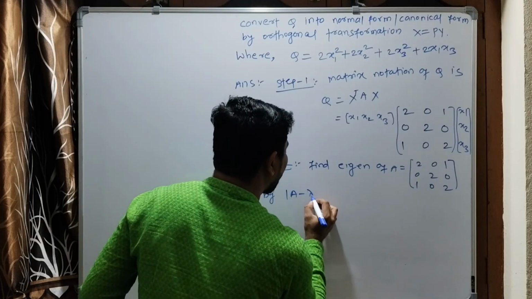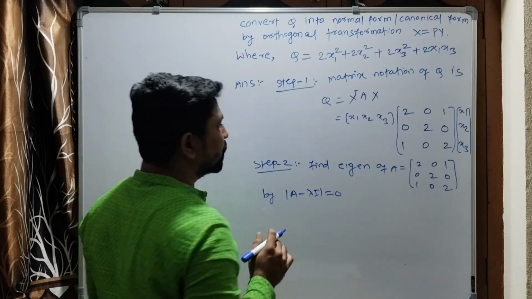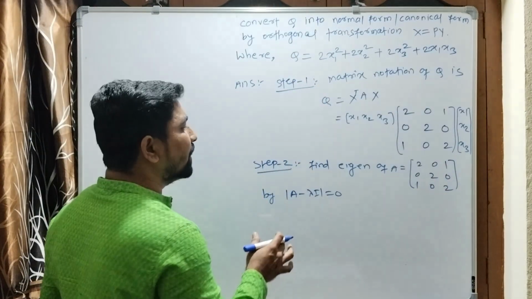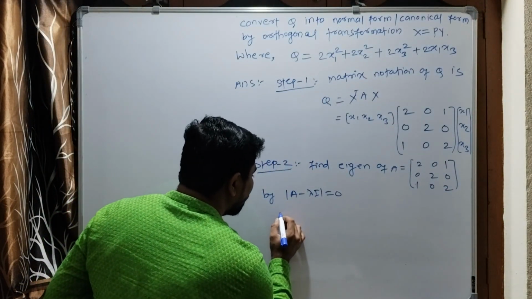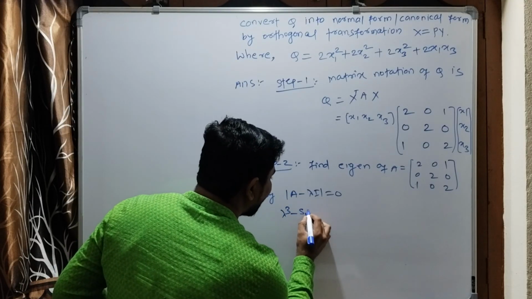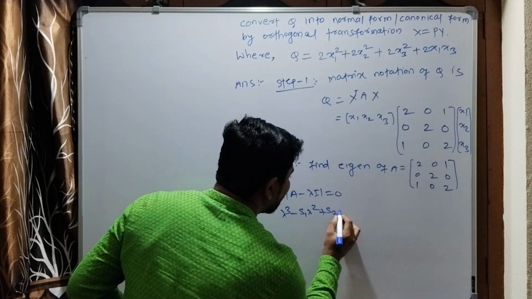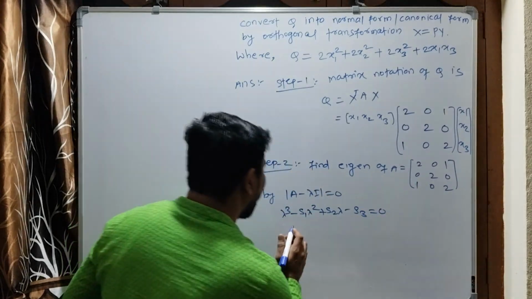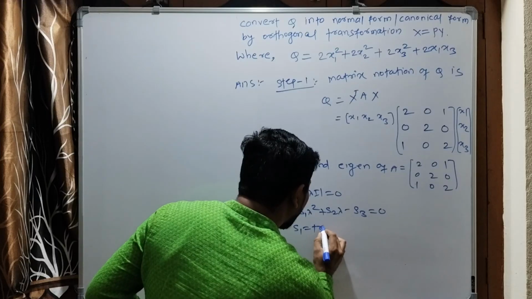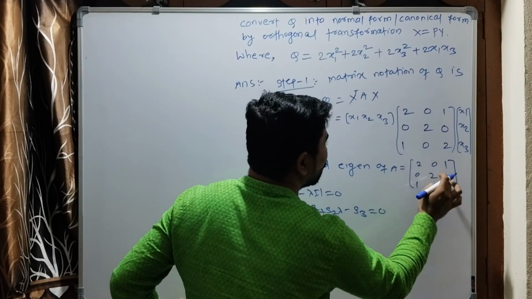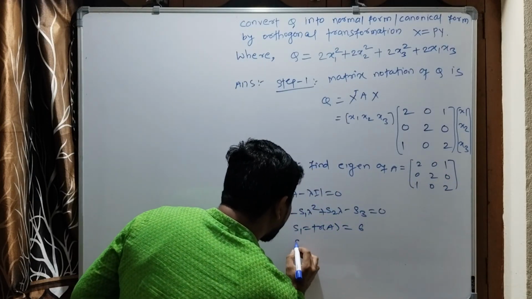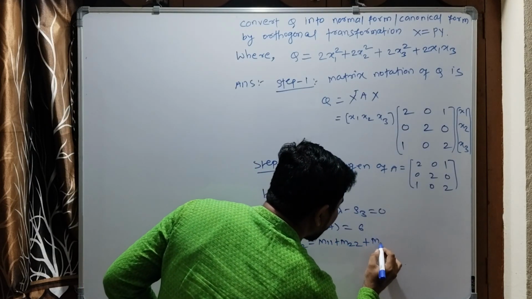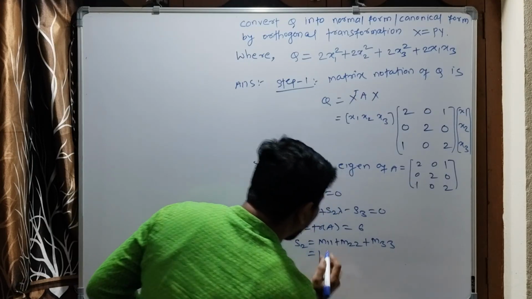By solving the characteristic equation, A minus lambda I equal to 0. Since this is a square matrix of order 3 cross 3, I will write the characteristic equation as lambda cube minus S1 lambda square plus S2 lambda minus S3 equal to 0. Here S1 is the trace of the given matrix, which is 2 plus 2 plus 2, that is 6.